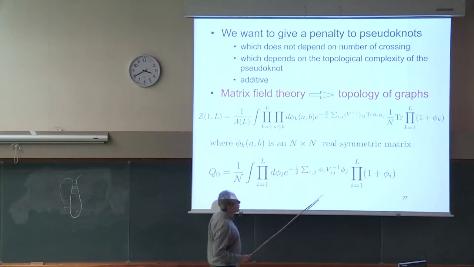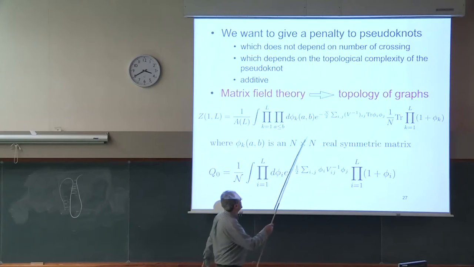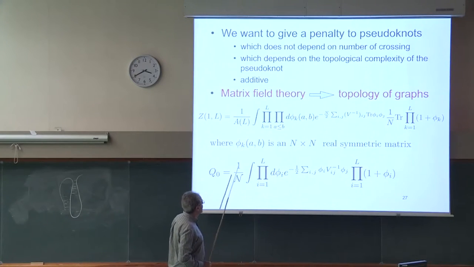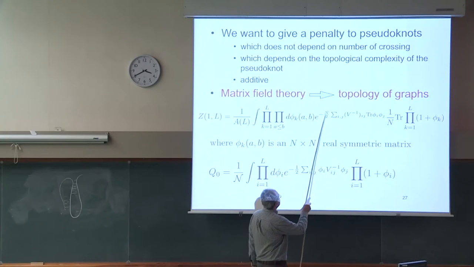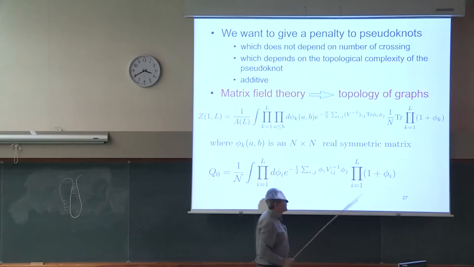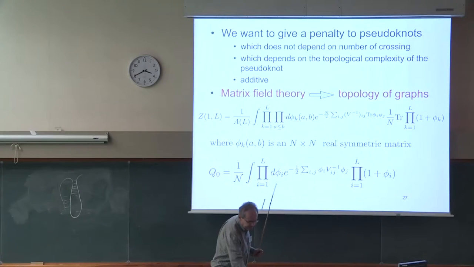And then, of course, to have the correct scaling and to do things properly, you need, so phi now are symmetric, real symmetric matrices, for instance, like this. So you need an n here, and you need a factor 1 over n here.